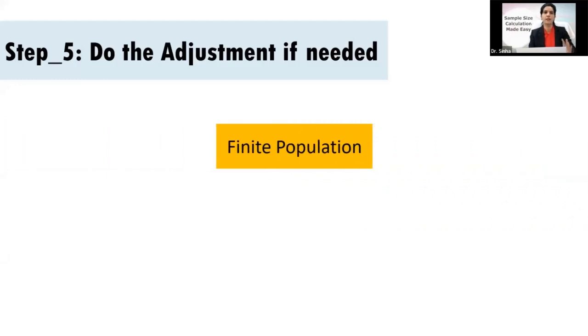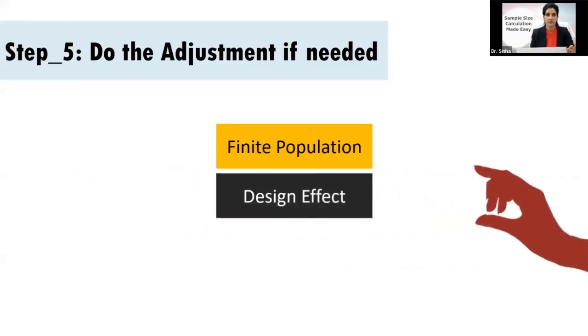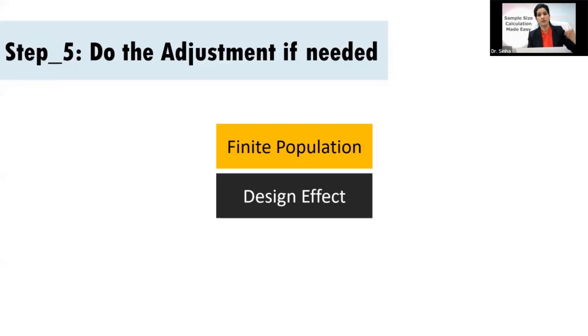So basically we do three adjustments. We do the finite population adjustment. We'll see each of these three adjustments one by one. Then we do the design effect. So if you are selecting your study subjects at a multi-level stage, or multi-stage sampling, then that design effect is there because there is a clustering of your study subjects. So then you put this design effect.